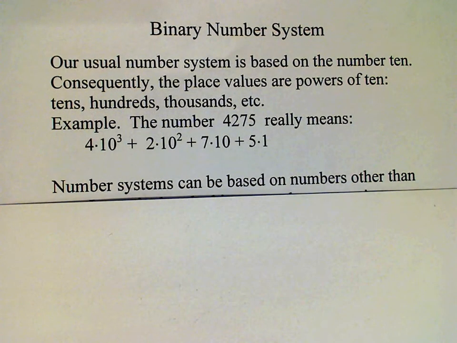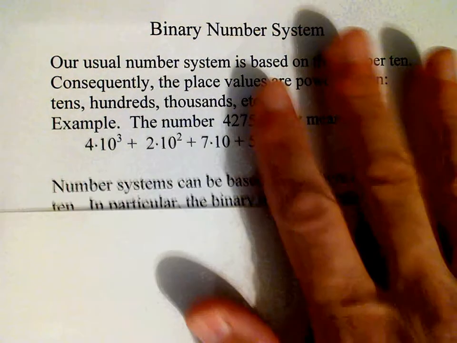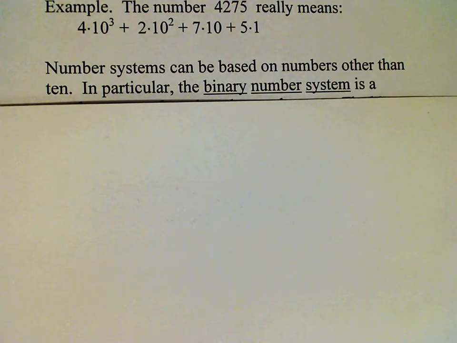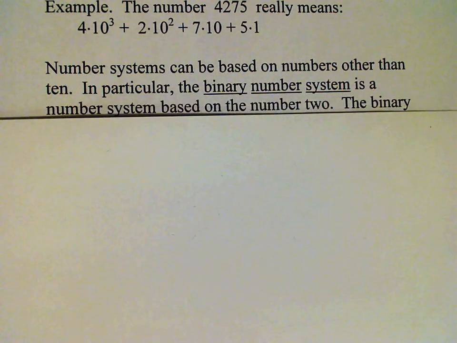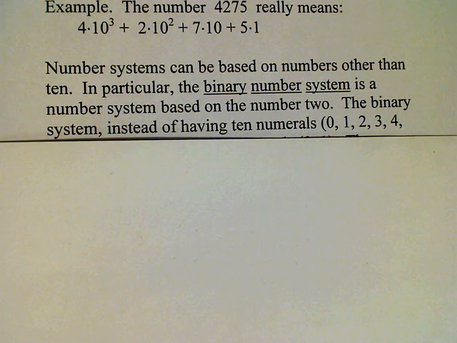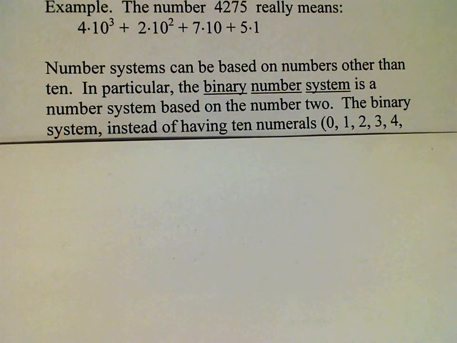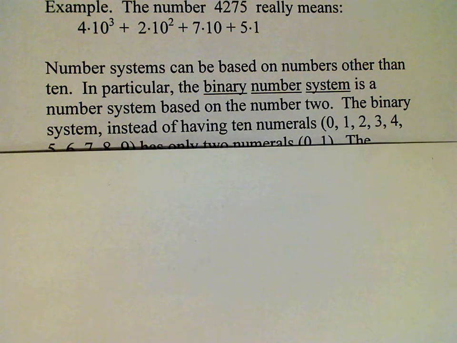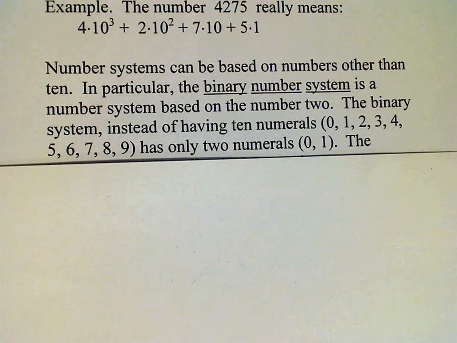Now, just because the usual way that we do it is based on the number 10 does not mean that we cannot base it on other numbers. And in particular, the binary number system is a number system which is based on the number 2. So instead of having 10 numerals, which we have in the ordinary number system, we need only 2 numerals in the binary number system, and those numerals are 0 and 1.